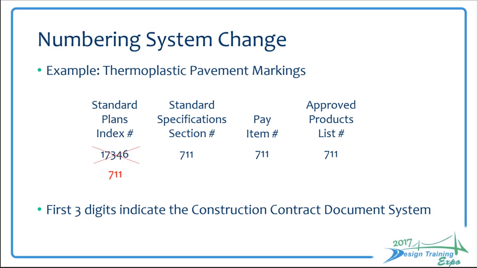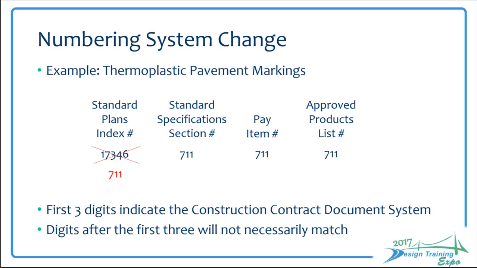So the first three digits indicate the construction contract document system, and there are other digits after those first three that are specific to the particular publication. They specify certain divisions within those specifications. So anything after the first 3 digits may not necessarily match.